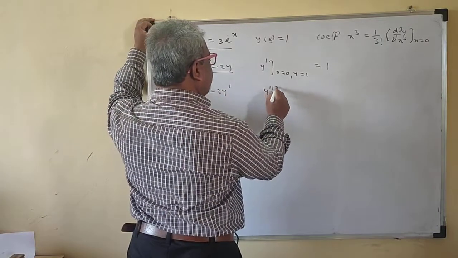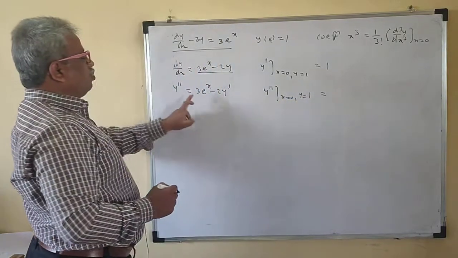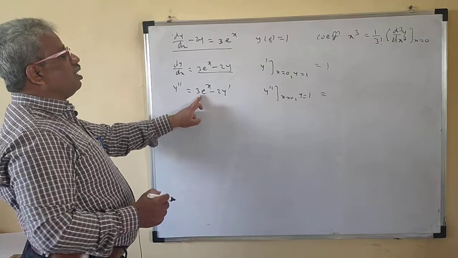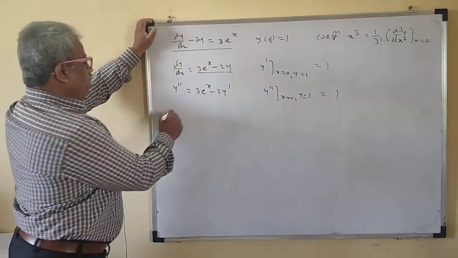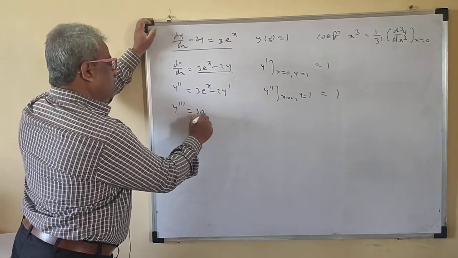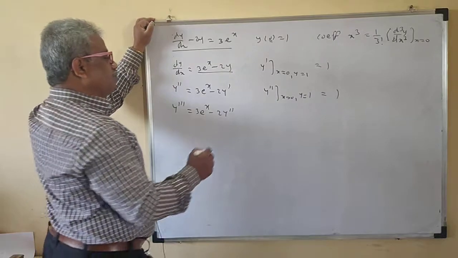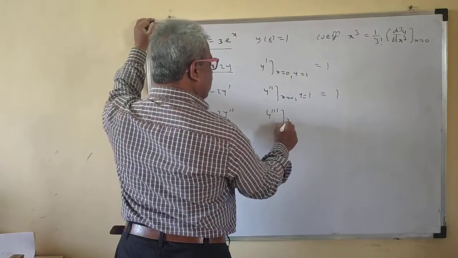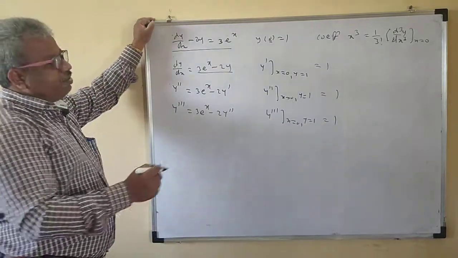So y double prime at x is equal to 0, y is equal to 1. So x is 0, this is e to the 3, your y prime is 1, again this is 1. Okay, so the third derivative y triple prime is e raised to 3x minus 2y, times 3 minus 2y double prime, again your y double prime is also 1. So y third derivative at x is equal to 0, y is equal to 1 is again 1. So your third derivative is 1.